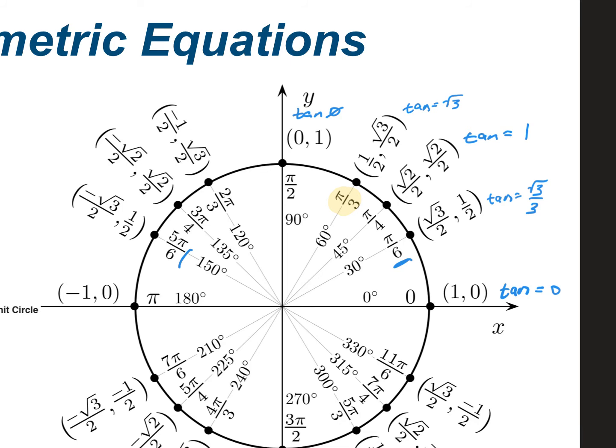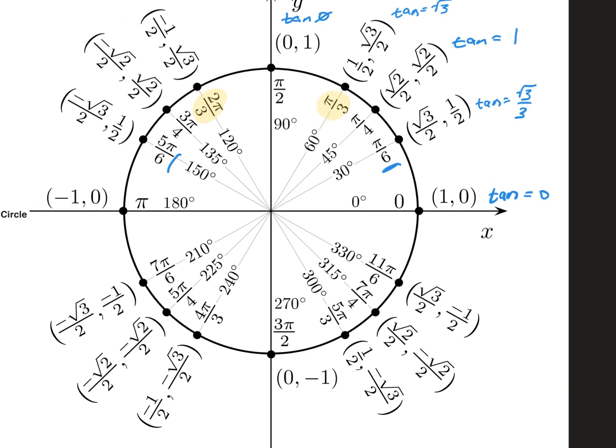Where else has the ordered pair 1/2, comma, square root of 3 over 2, regardless of the sign, because I want positive and negative. So where else? 2 pi over 3, good. Where else? Which one goes 1/2, root 3 over 2? What is it? 5 pi over 3, agreed. Where else? 4 pi over 3.